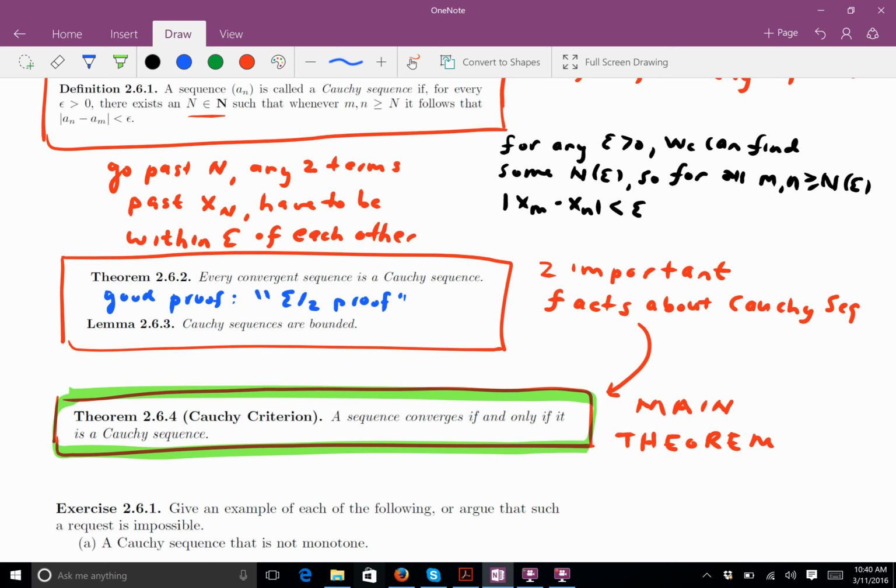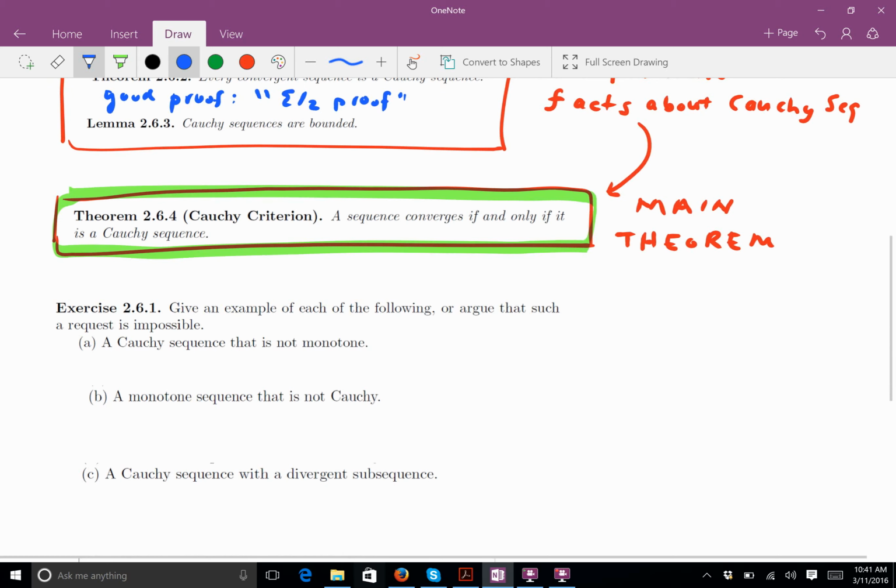So this means that a Cauchy sequence converges, and it means that a sequence that converges has to be Cauchy. Cauchy and convergent are the same thing. Okay? So this is what if and only if means. If it converges, then it's Cauchy, but it works backwards also. If it's Cauchy, then it converges. Very important theorem. So we can use this main theorem, just this one fact right here, to answer all of these, okay?